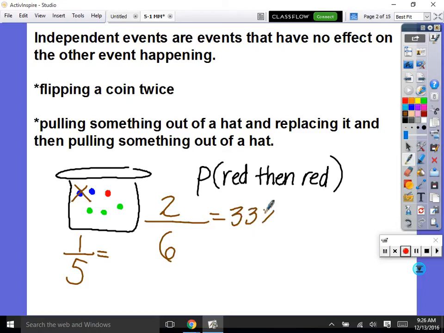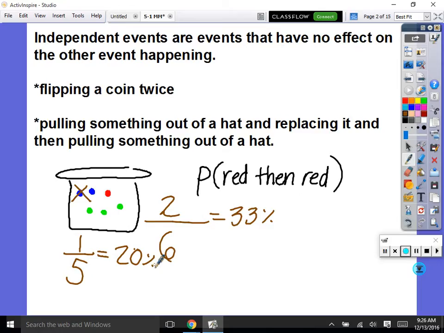33%, perfect. And what was the probability of the second time? 1 out of 5, what's that? So that's 20%. So do you see how interesting it is? It did affect the next probability. Does that make sense? It wasn't the same anymore.